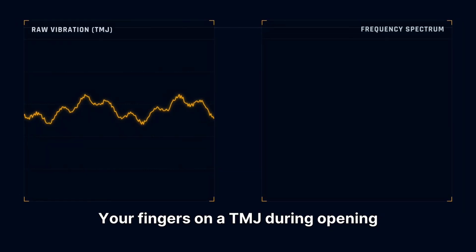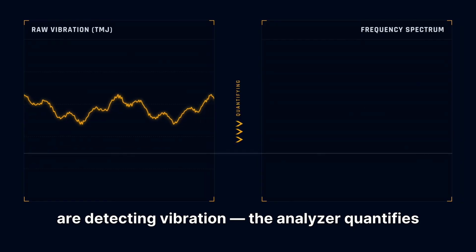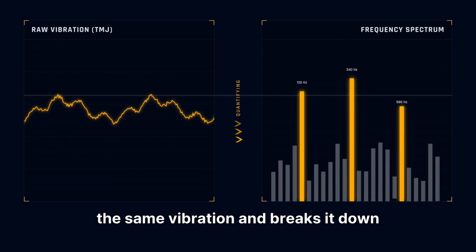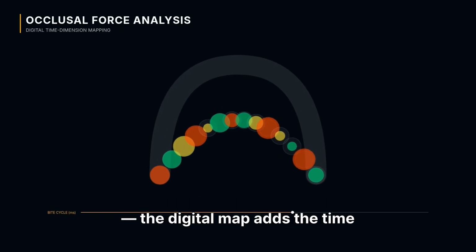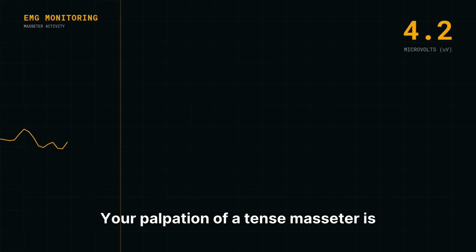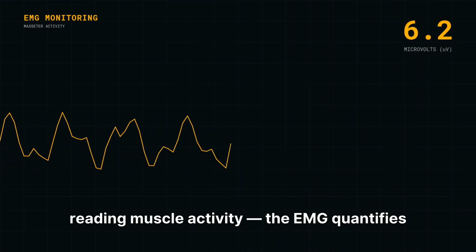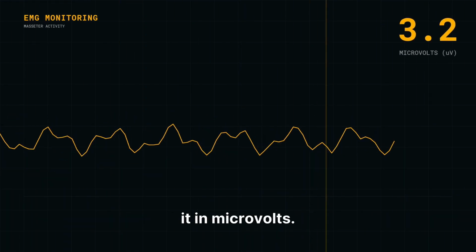Your fingers on a TMJ during opening are detecting vibration. The analyzer quantifies the same vibration and breaks it down by frequency. Your articulating paper is reading force distribution. The digital map adds the time dimension. Your palpation of a tense masseter is reading muscle activity. The EMG quantifies it in microvolts.